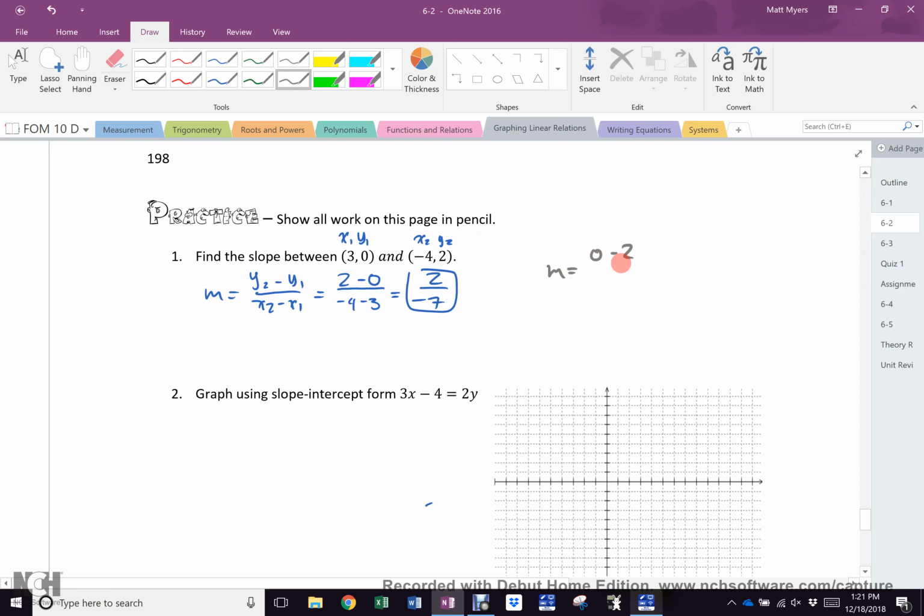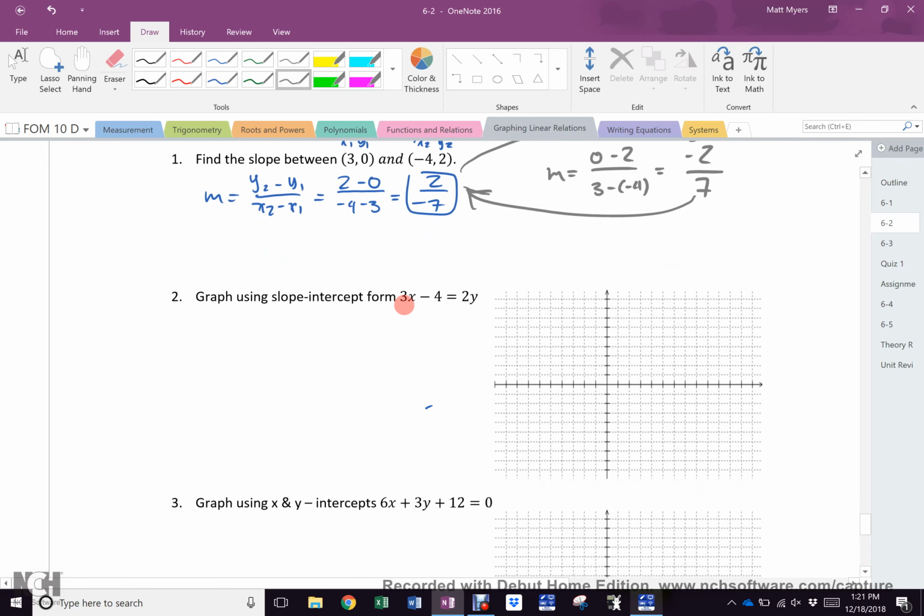No, the 3 over 2 is the slope. It is a rise over run. You need somewhere from which to start. Negative 2 on the y-axis. Then you rise 3, 1, 2, 3, and you run 1, 2.